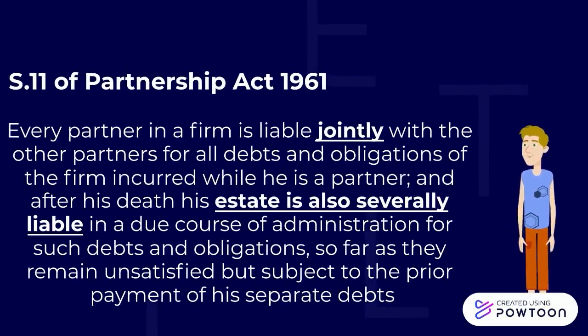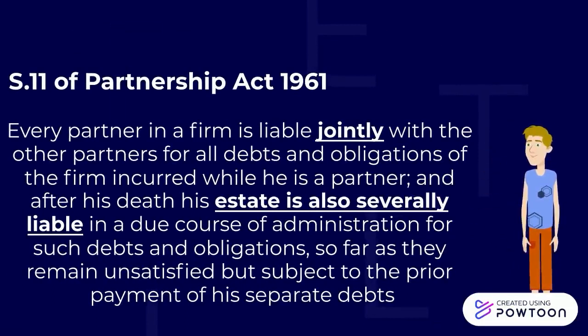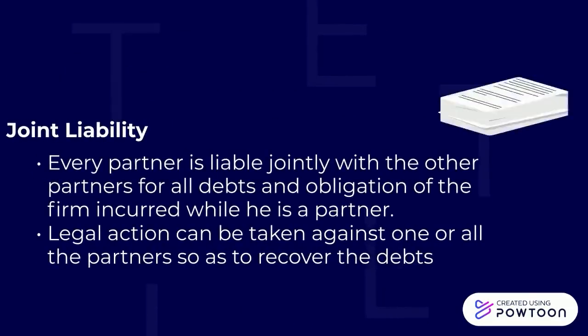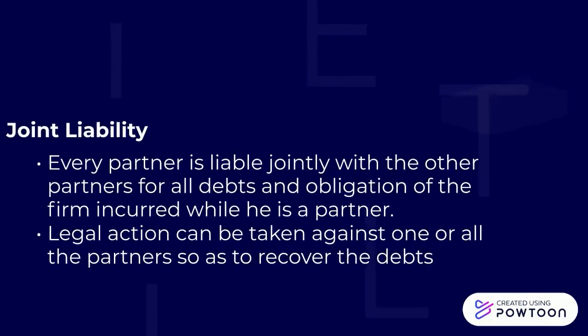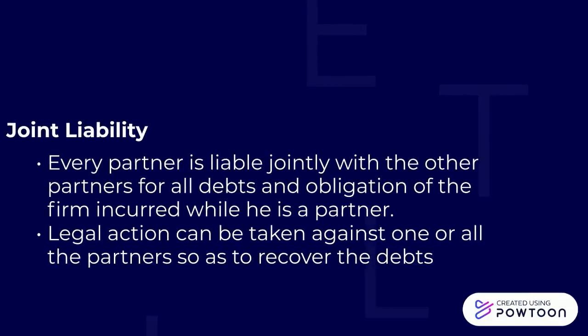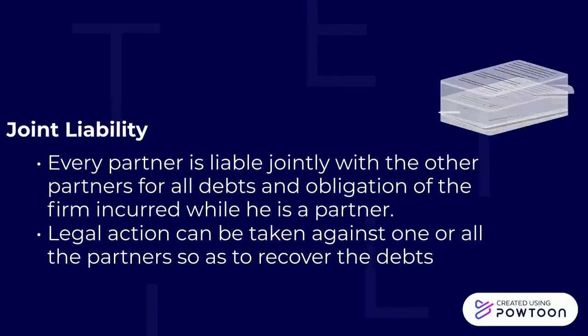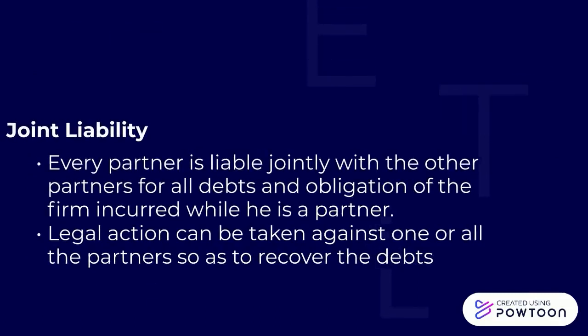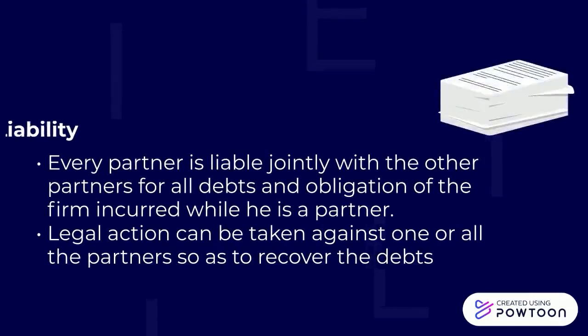This section mentions two types of liability. The first one is joint liability. Every partner is liable jointly with the other partners for all debts and obligations of the firm incurred while he is a partner. It means that each and every one of the partners is liable for the whole debt of the partnership. And then the second one is several liability.